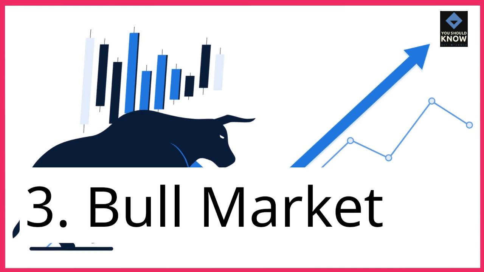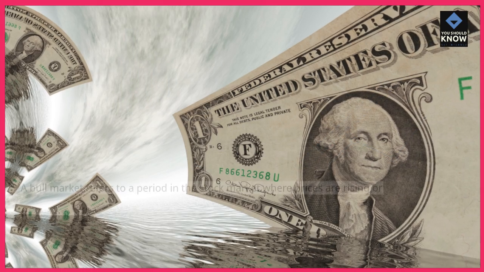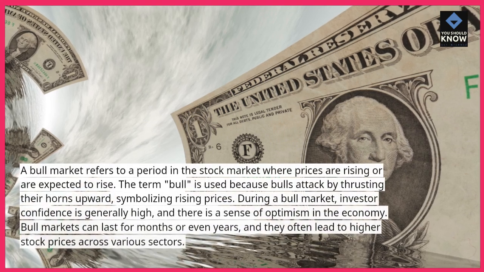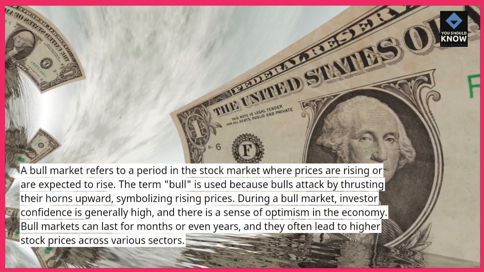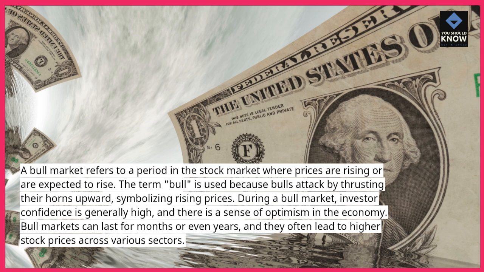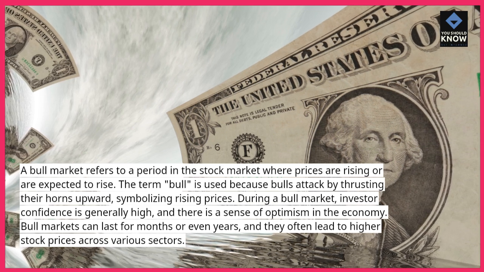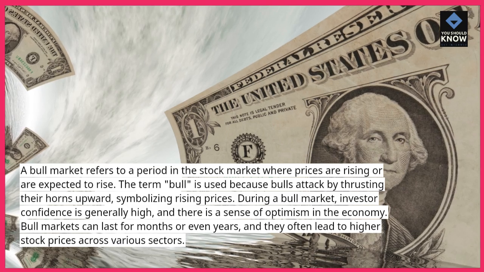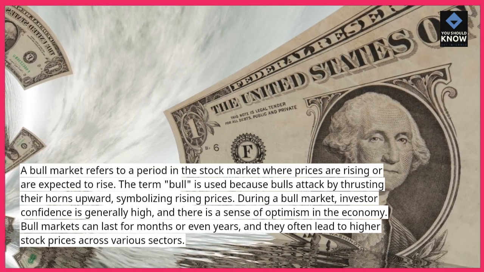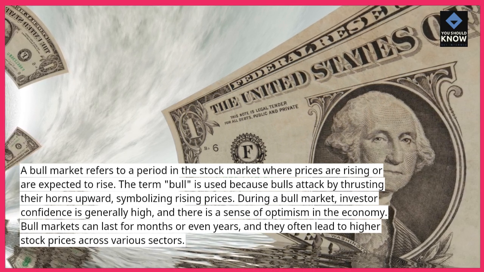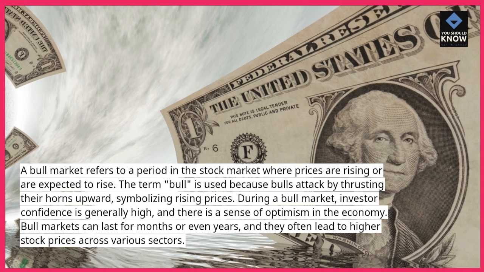3. Bull market. A bull market refers to a period in the stock market where prices are rising or are expected to rise. The term bull is used because bulls attack by thrusting their horns upward, symbolizing rising prices. During a bull market, investor confidence is generally high, and there is a sense of optimism in the economy. Bull markets can last for months or even years, and they often lead to higher stock prices across various sectors.